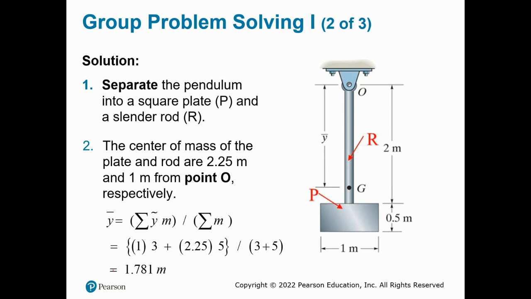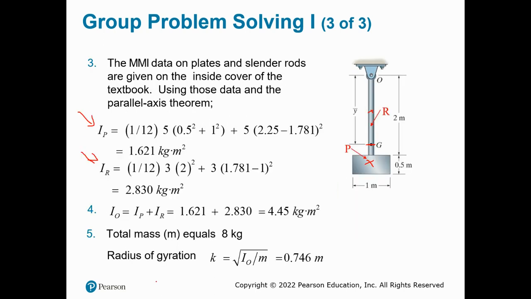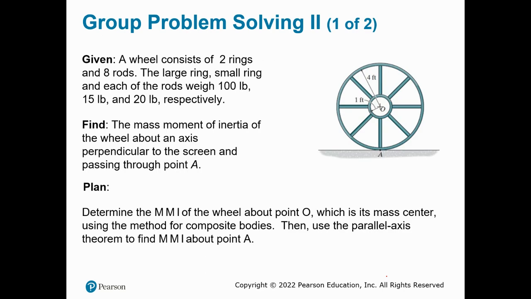So that gives you, we'll calculate it, 1.781. The next step will be, how far is it away from this 1.781? Now we have the MMI, and we put them together and divide by the total mass, and then take a square root, and that will give me the radius of gyration.